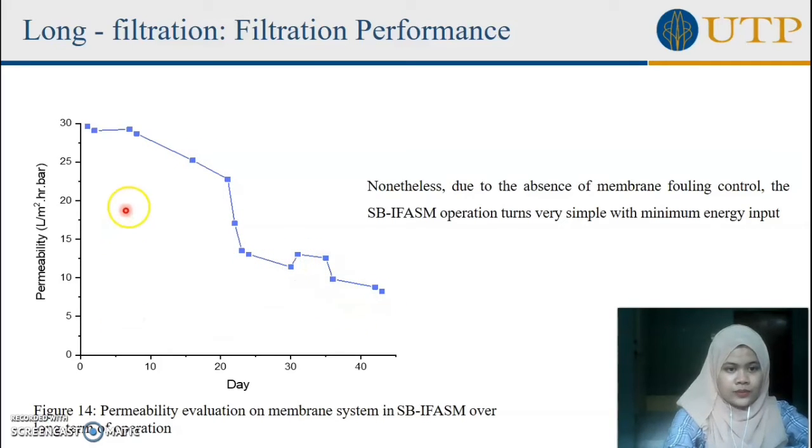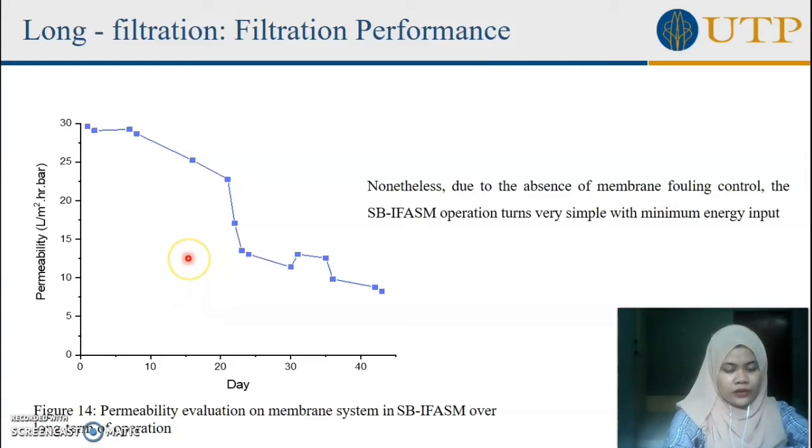This is because the formation of biofilm gets thicker and denser throughout the time, so the hydraulic resistance increases, which explains why the permeability decreases over time. And as you can see here, generally, the permeability readings are much lower compared to the conventional membrane bioreactor permeability readings. This is because there is no cleaning done, and if you wish to restore the reading, you can perform the chemical or mechanical disinfection.